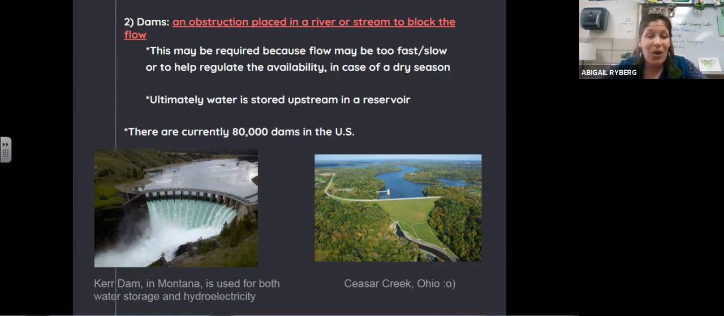So dams, there's lots of dams. They're very widespread. We're actually really good at engineering a dam. We can make it whatever we want it to be. This one on the bottom left here is used for both storage of water and also generating electricity.